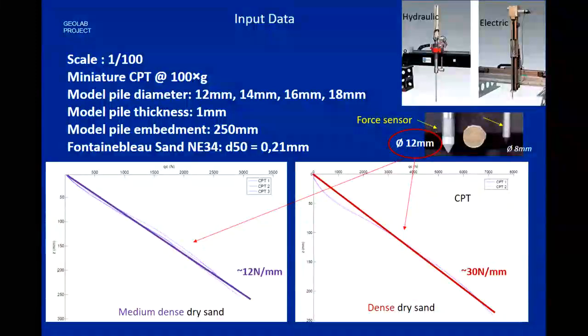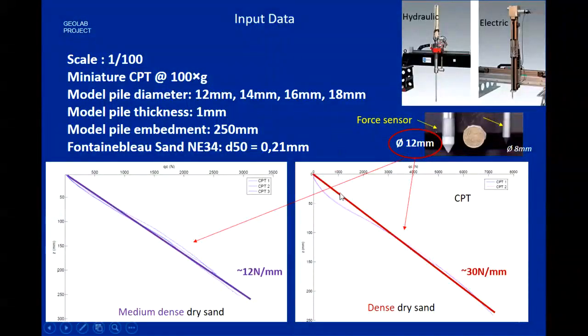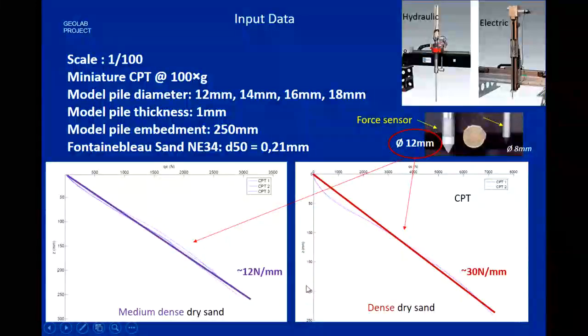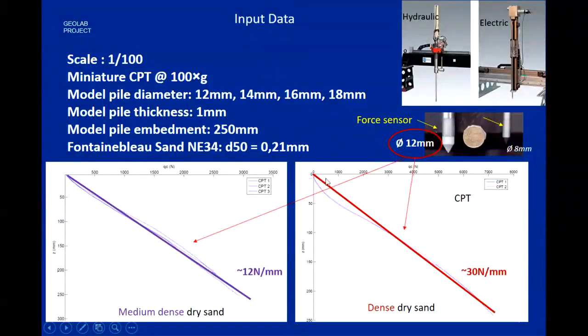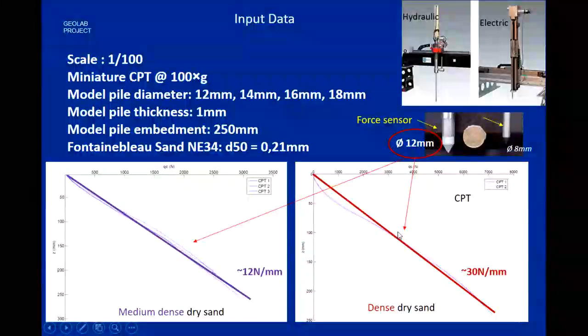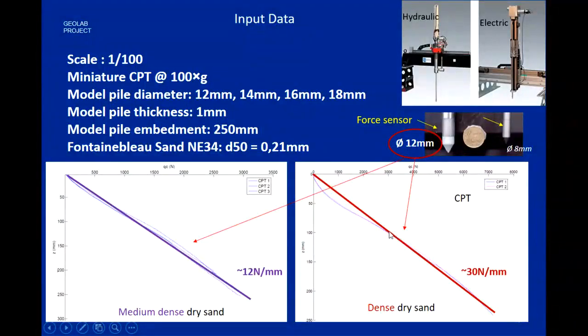You can see on the two graphs, when the CPT is pushed down, here is the depth on the vertical axis, we measure the force with the sensor, which is very close to the tip, to the cone, okay? And so we have a profile of resistance of the soil. So if we stop at 100 millimeter, we need this force to install the CPT at this depth. Okay, it's clear.